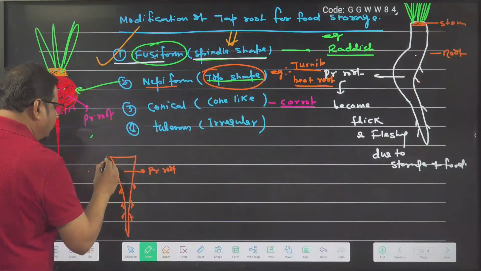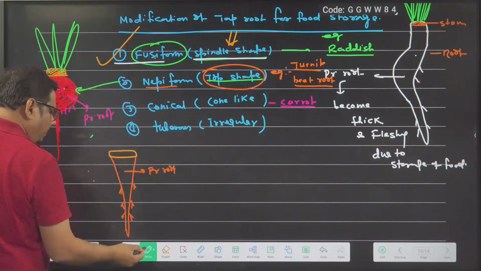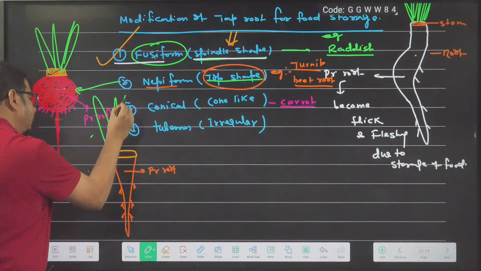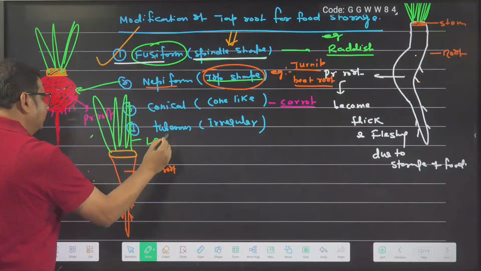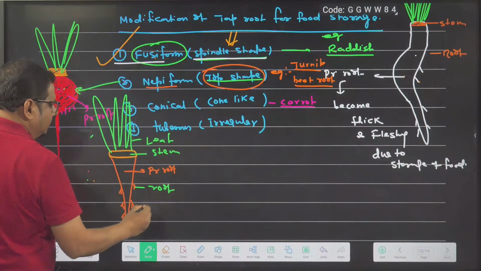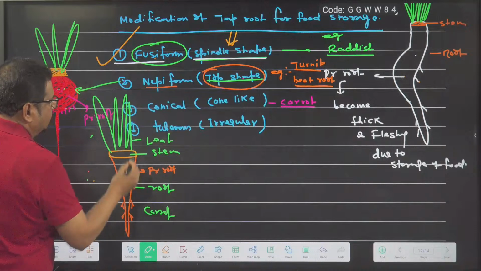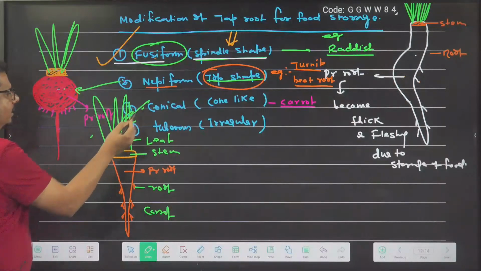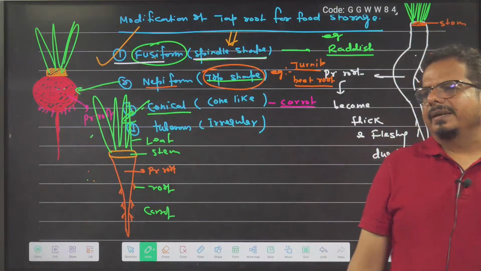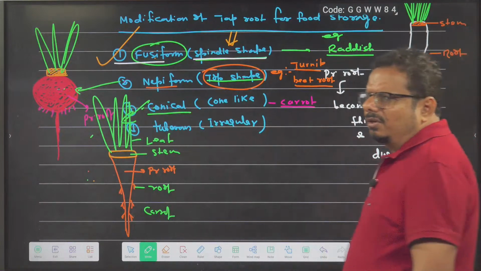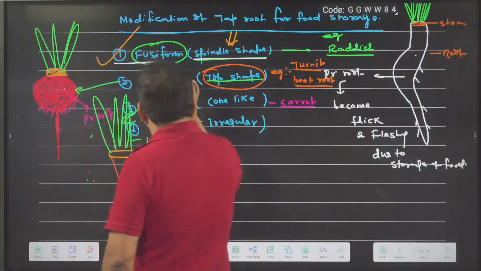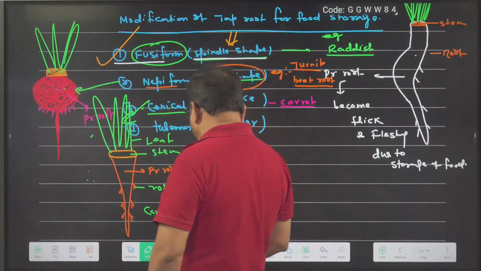The stem is like a disc. From this short disc-like stem, leaves are coming. So here are the leaf, the stem, and the root. And this is carrot. Which type of root is this? The third category of root, that is the conical root. Is it clear in the mind? Is it all right? So you got fusiform, napiform, conical. These are the modifications of taproot for food storage.